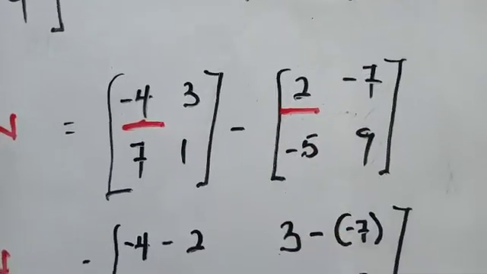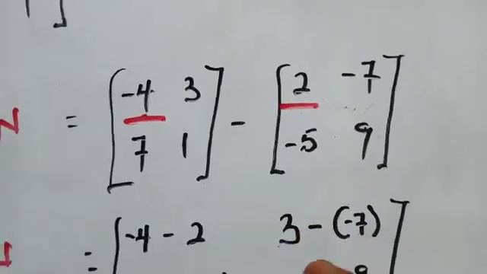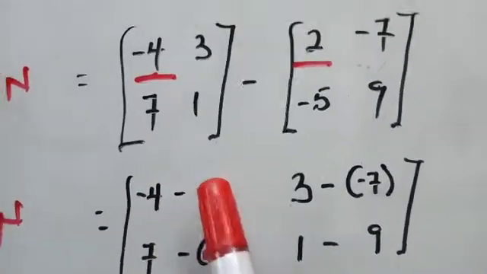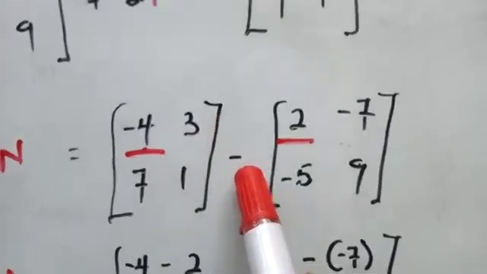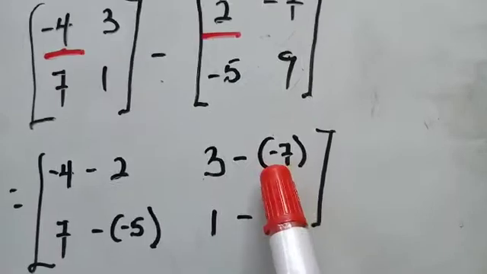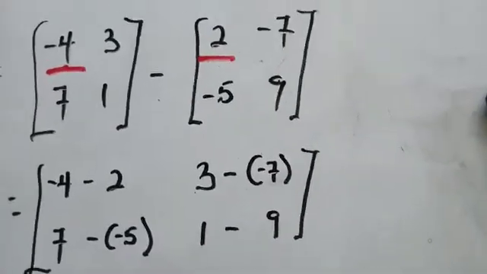Is that okay? So negative 4 minus what? 2. So here we are having negative 4 minus 2, right? And then the second one should be 3 minus what? Minus 7. So 3 minus negative 7. Make sure that you put this one into brackets to avoid any minor mistakes.